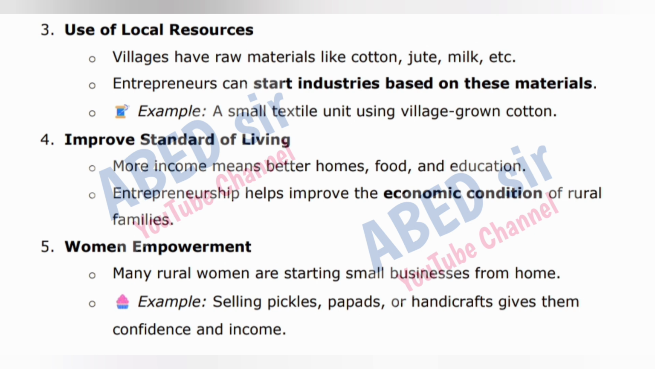4. Improve standard of living. More income means better homes, food, and education. Entrepreneurship helps improve the economic condition of rural families. 5. Women empowerment. Many rural women are starting small businesses from home. Example, selling pickles, papads, or handicrafts gives them confidence and income.